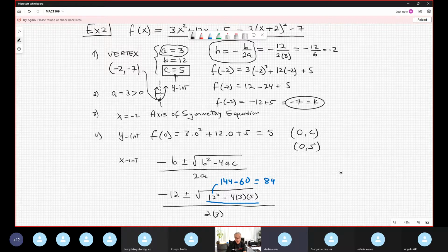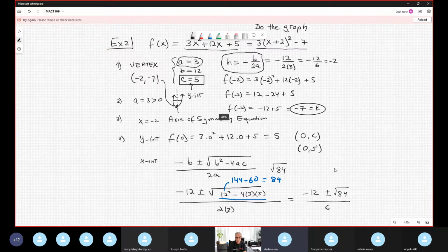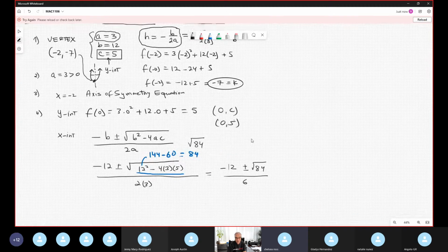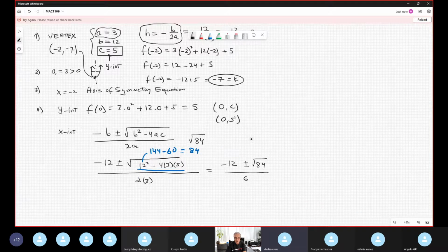Okay, so the next step is to compute the square root of 84. You put 84 in the calculator, and basically it is minus 12 plus or minus square root of 84 divided by 6. Suppose we do it both ways. First, the exact answer.